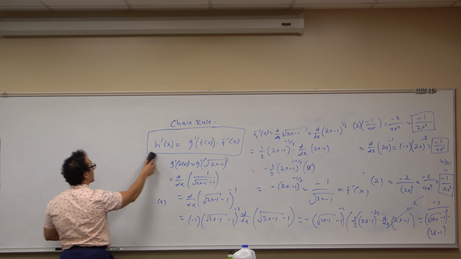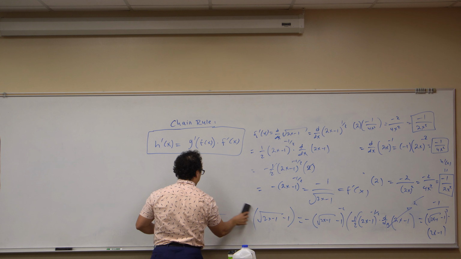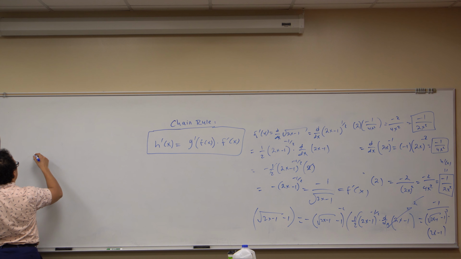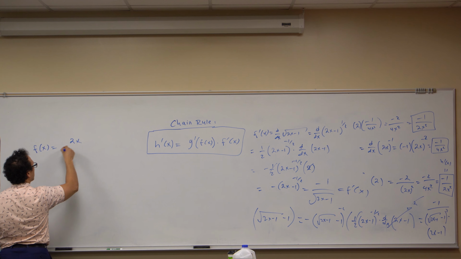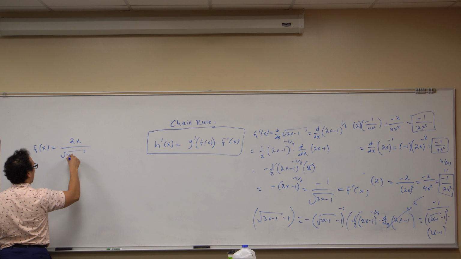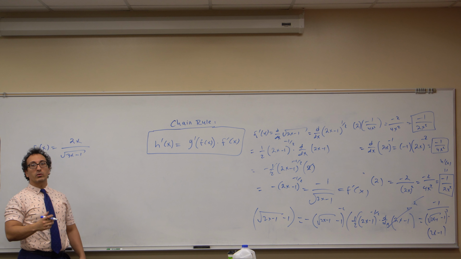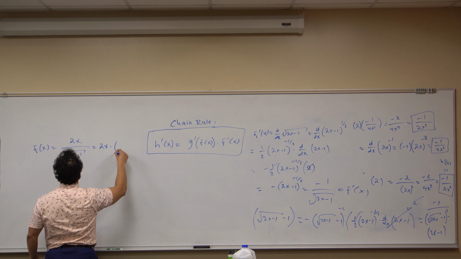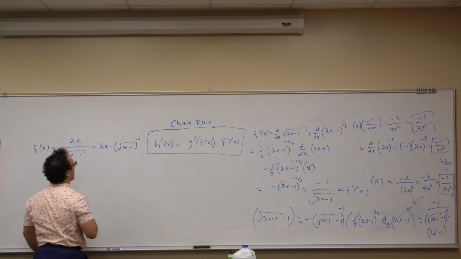And I'm not going to do it in this whole chain rule format. I'm just going to do it like so. Let's say you want to take the derivative. Let's say we have a function f of x is equal to 2x divided by square root of 3x minus 1. How do we take the derivative of this guy? Well, one might say, well, you need the quotient rule, and then you need the chain rule, and blah, blah, blah. No, you don't. All you do is represent this as 2x times square root of 3x minus 1 raised to the minus 1 power.